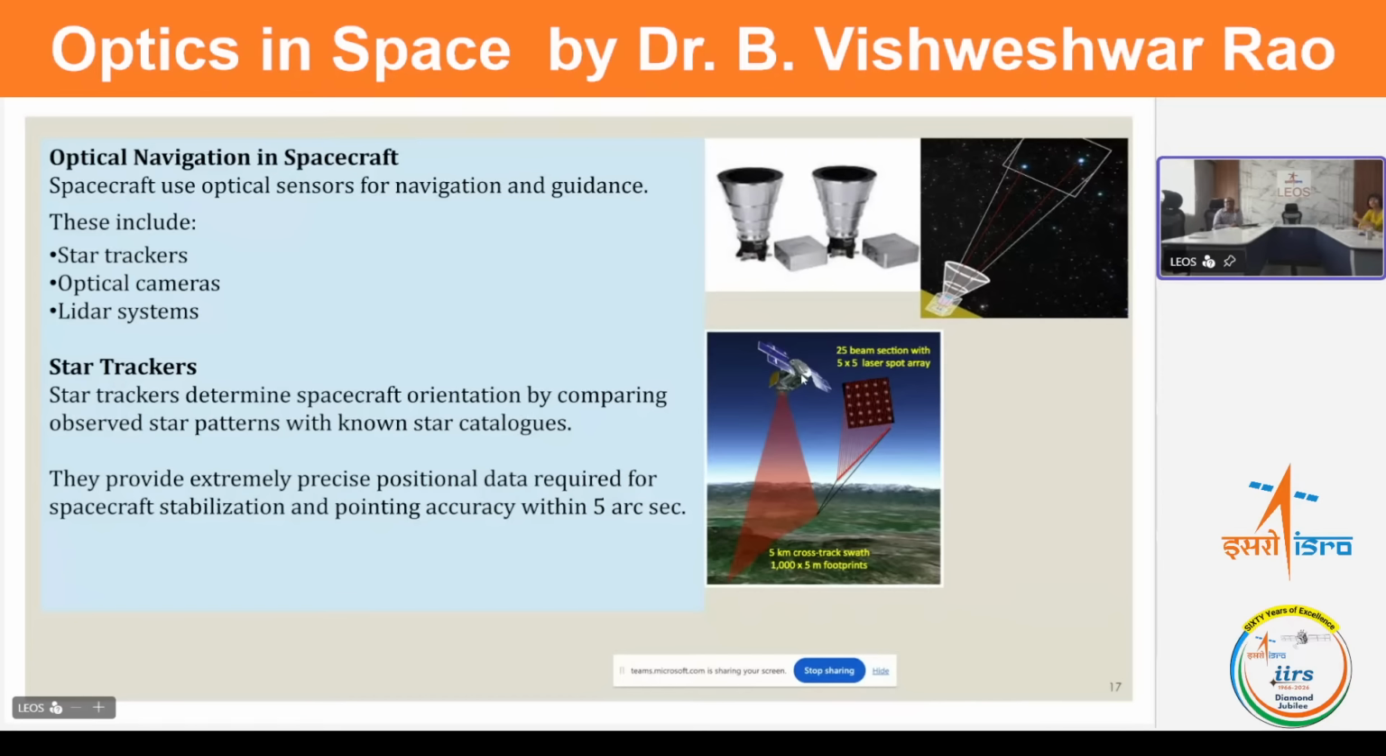There are different sensors, like sun sensors and earth sensors, that can also be used, but star trackers have better pointing accuracies, within 5 arc seconds. Recently, even 1 arc second star trackers have been developed by LEOS, ISRO, and they are being used for the spacecraft stability requirements for cartographic applications.